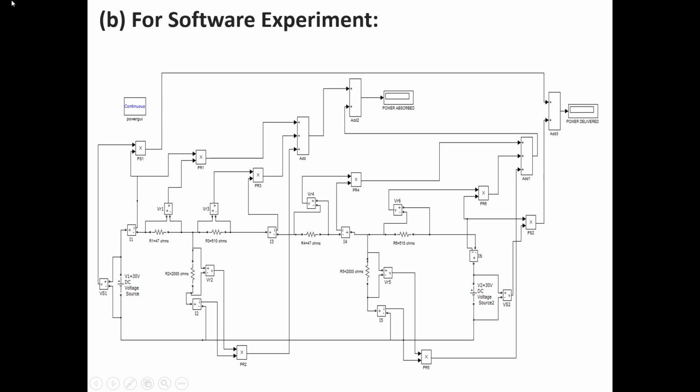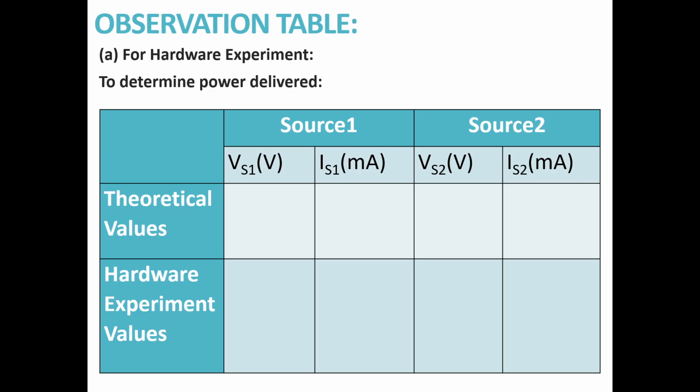If the whole circuit is shown on this single slide, it looks much more complicated. That's why earlier I expanded it and showed it to you. So this is the software experiment circuit. Now let us see the observation tables for this.